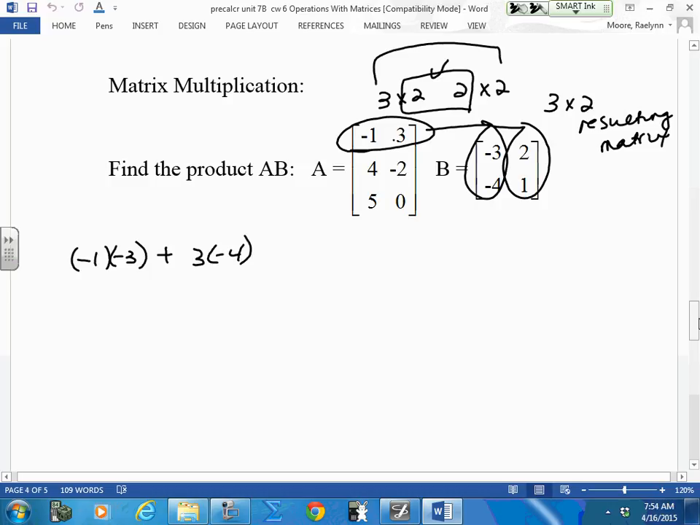We're at the end of that dot. So we're going to put a little dotted line. We're still in the same row. We're just in a different column. So we're still across the same row. So now we multiply this row by this column. -1 times 2 plus 3 times 1.